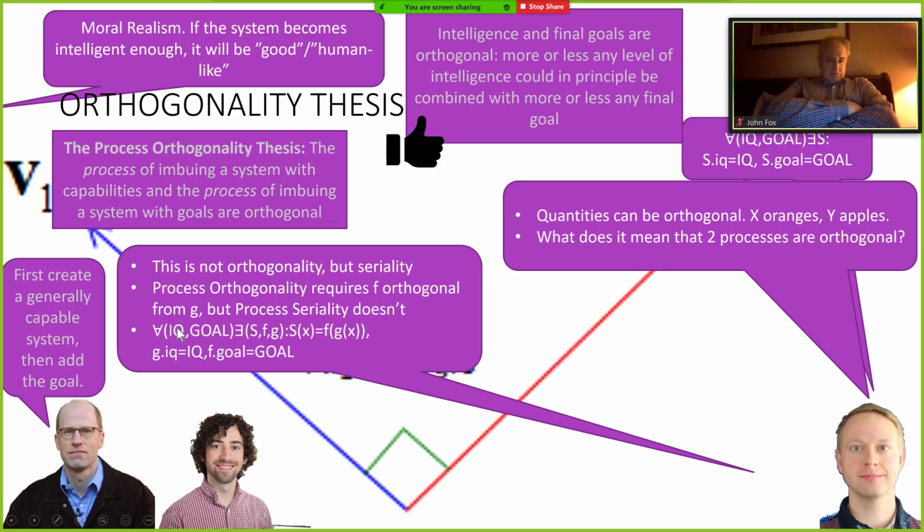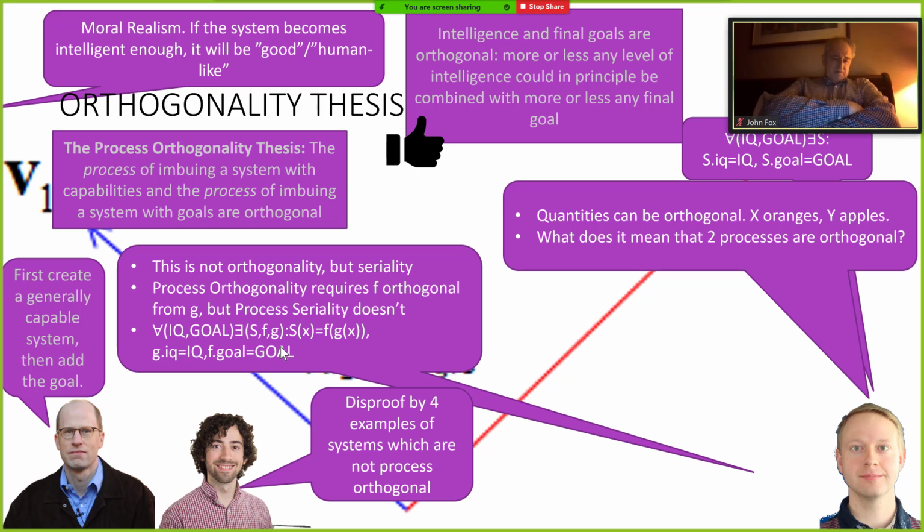So here I've tried to actually formalize this. For any combination of IQ and goals, there exists a system and a decomposition into two processes, such that the system is decomposed into first process G and then process F, and process G gives it capabilities, and process F gives it goals. So you do first give it capabilities and then give it goals.